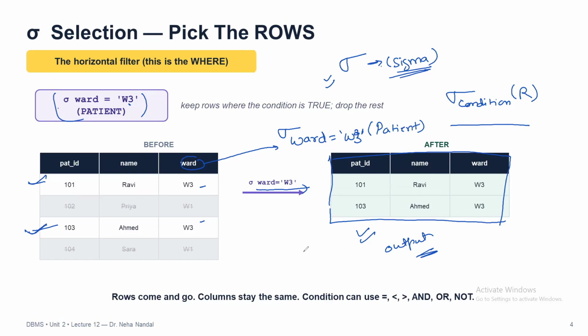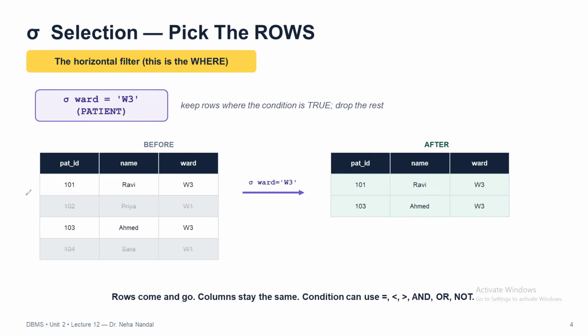Now see, a few rows disappeared, but the columns remained the same. Selection will never touch the columns. Please remember this point. And the condition can be anything: equal, less than, greater than, and, or, not. All these things you can utilize in this place. We will be doing certain questions on relational algebra in my further videos, and there you will understand it more.